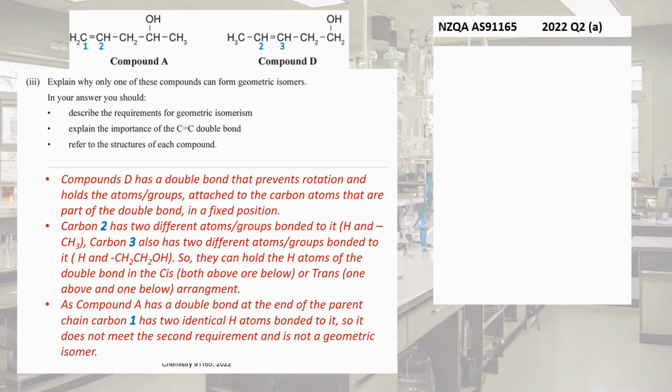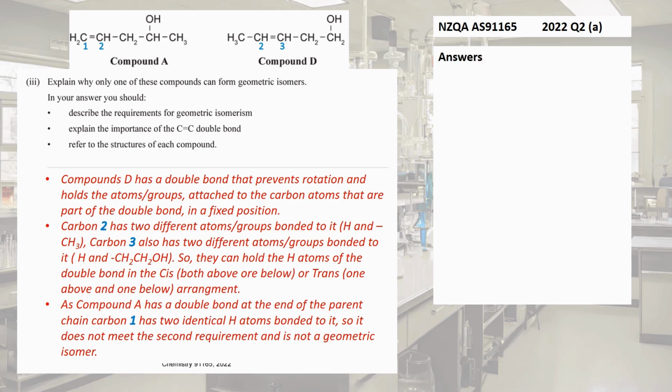Sorry, I forgot compound A. Compound A has a double bond. Awesome. But it's not. It could be a geometric isomer, but it isn't, because carbon 1 has 2 identical hydrogens, can't be, right? Needs 2 requirements. It needs to have a double bond, and each carbon that is part of the double bond must have 2 different groups or atoms coming off it. This doesn't. Compound A doesn't meet the grade.